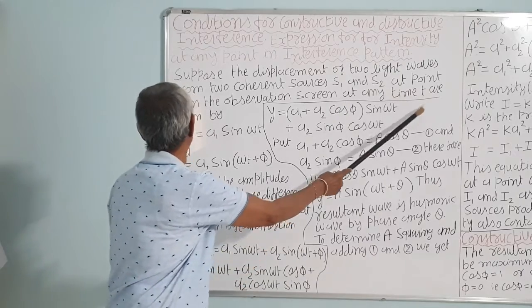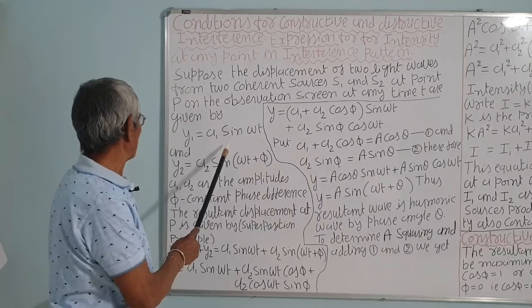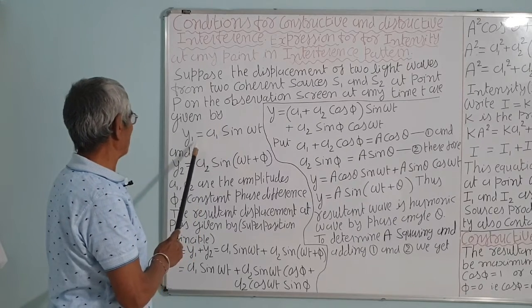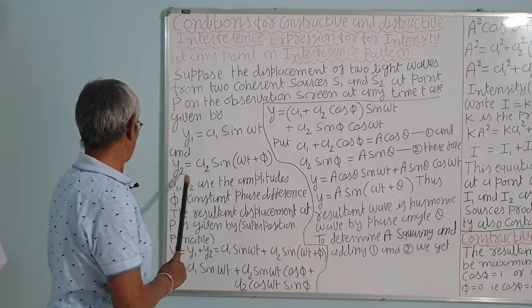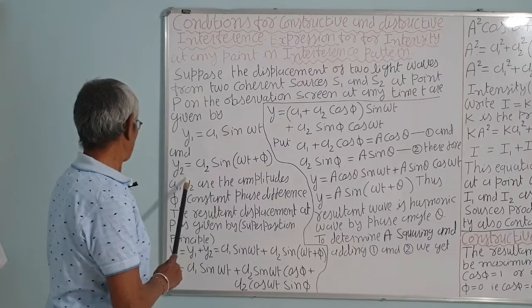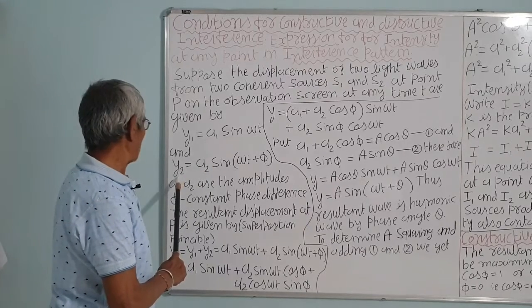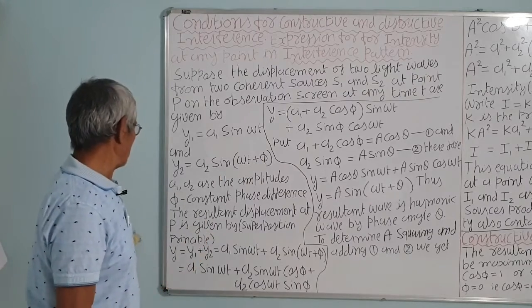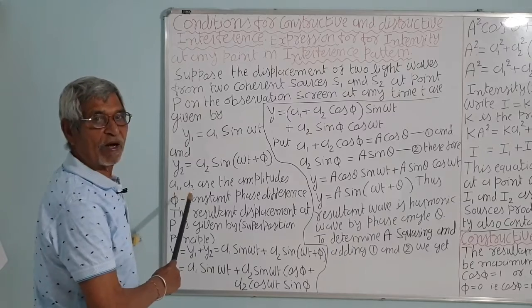at any time t are given by, suppose, the displacement produced at a point P due to one wave, say y1, then y1 is equal to a1 sin omega t. For the second wave, the displacement y2 is given by a2 sin(omega t plus phi). Phi is the phase difference between the two waves when they reach point P due to the path difference.